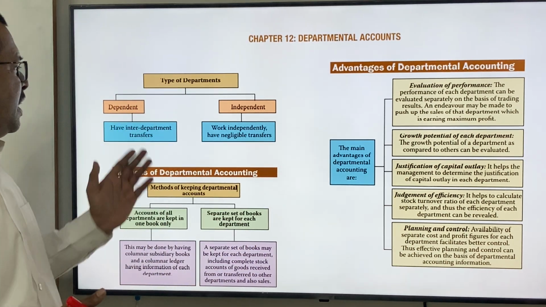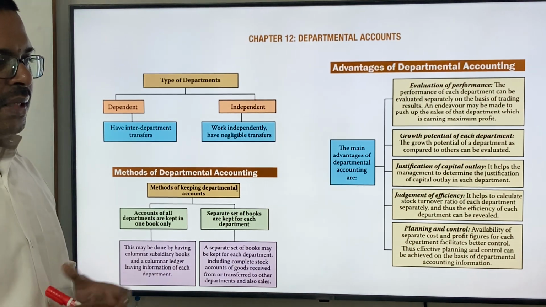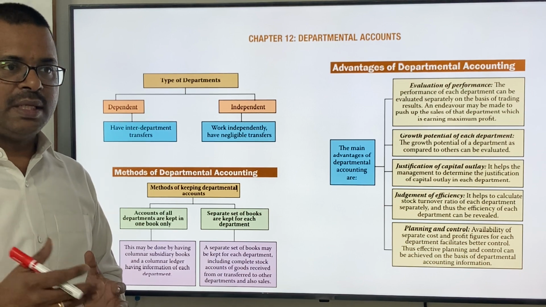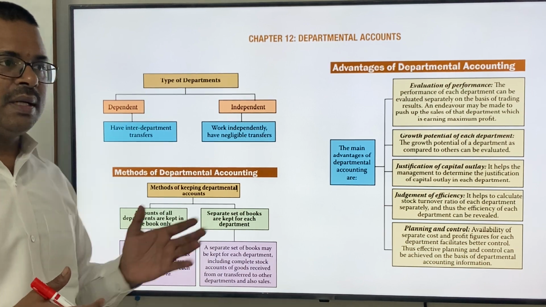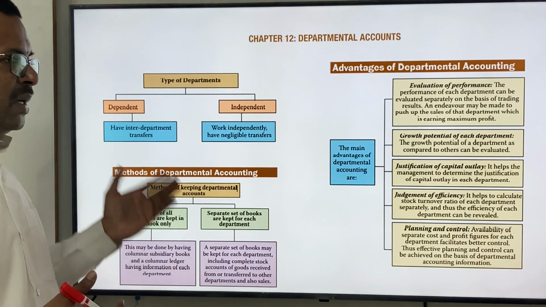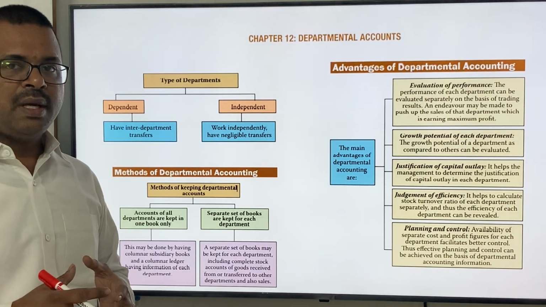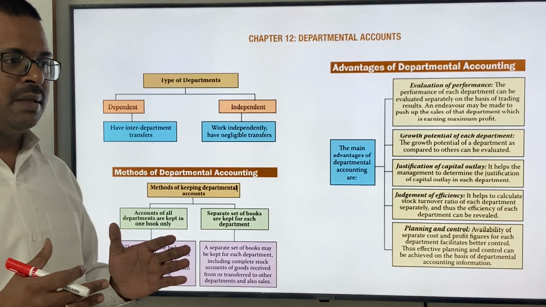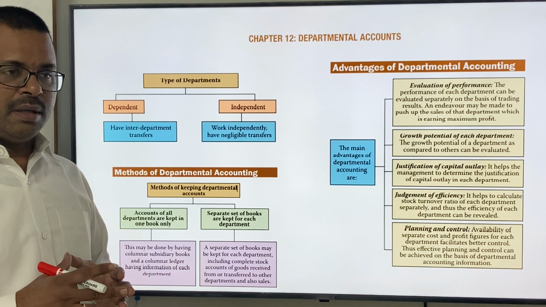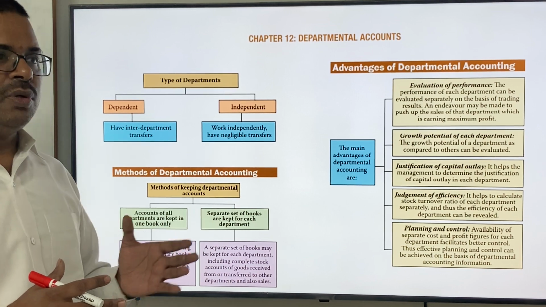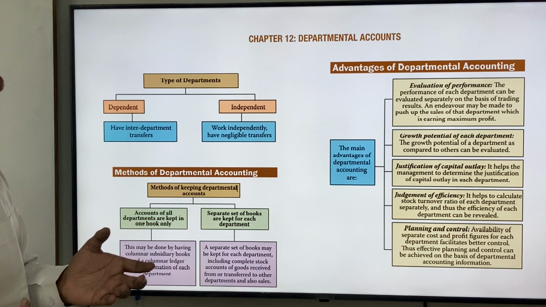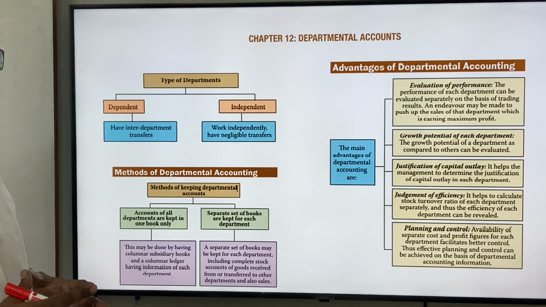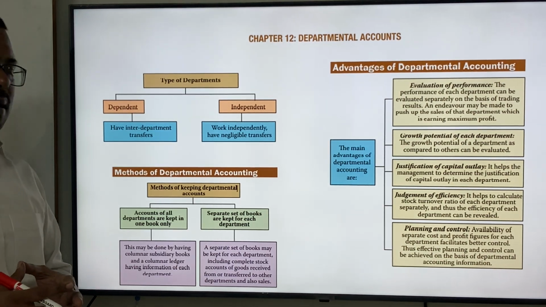And coming to dependent departments. Here, the dependency of one department on another department is a continuous process. It is on a regular basis. So these are called dependent departments. Depending upon the nature of the business, the departments will have to maintain different accounts so that they will be able to identify what is the cost and what is the revenue that particular department is generating, and accordingly they can evaluate their performance.